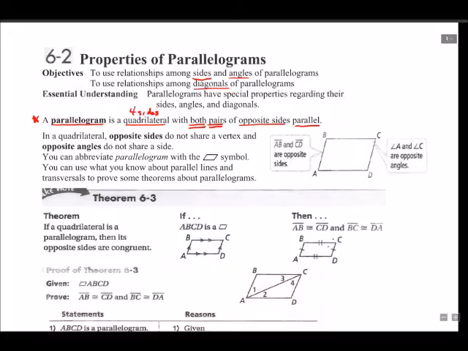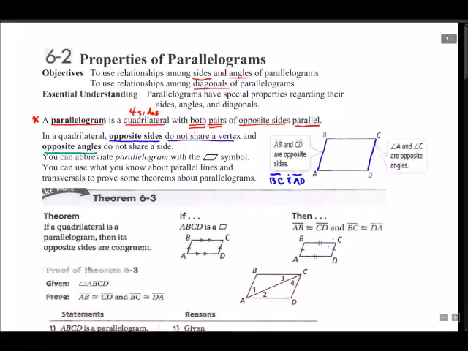Okay, some more vocabulary for us here. Opposite sides do not share a vertex. So side BA and side CD do not have an angle in common. We can also add side BC and side AD. So those are our opposite sides.